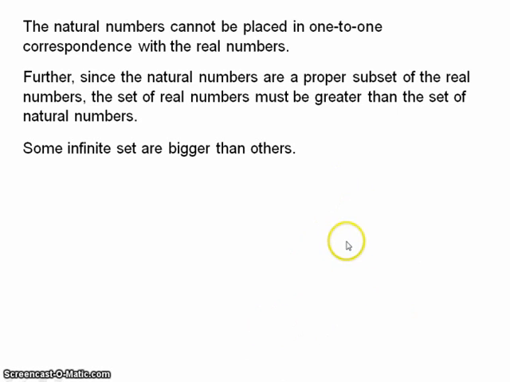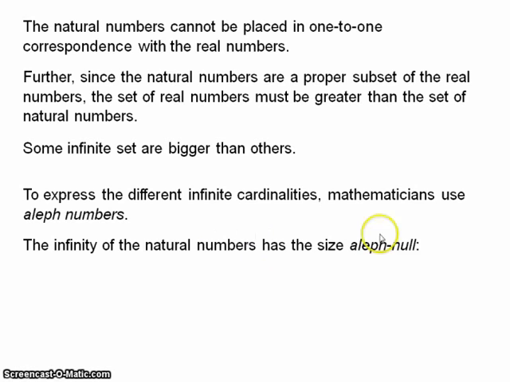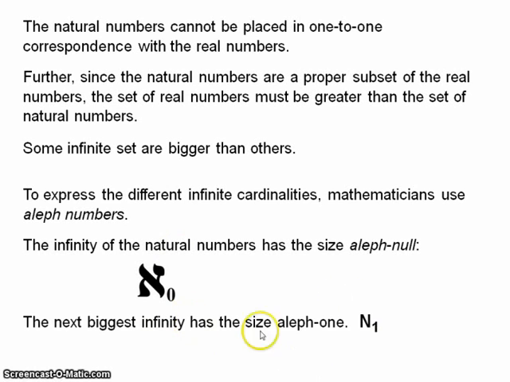In order to express the different cardinalities, mathematicians use what are called the Aleph numbers, and the infinity of the natural numbers has cardinality Aleph null, which is written like this, sort of squiggly n with a 0. That number there represents the size of the infinity of the natural numbers, the size of the set of natural numbers. And the next biggest infinity has the cardinality Aleph 1, which, again, that should be a squiggly n, but I don't have that symbol on my computer, so I've just got n1.